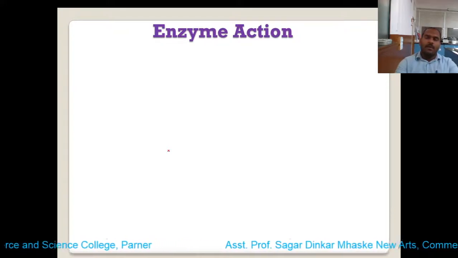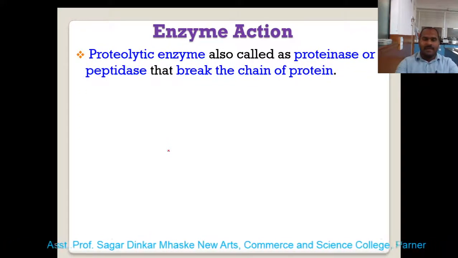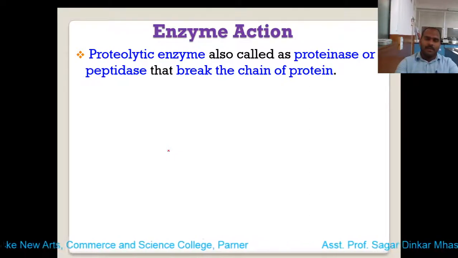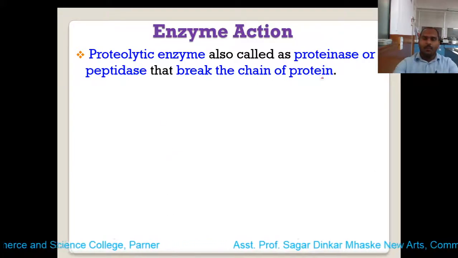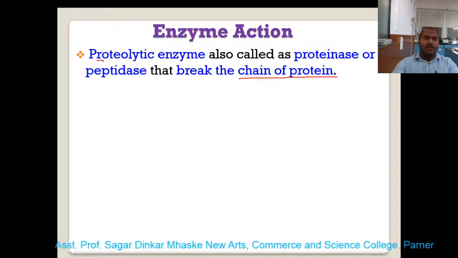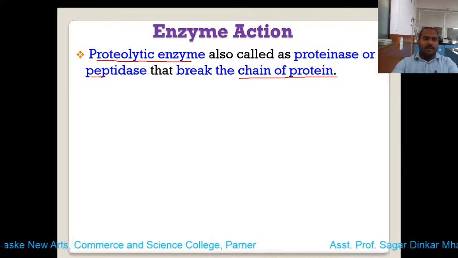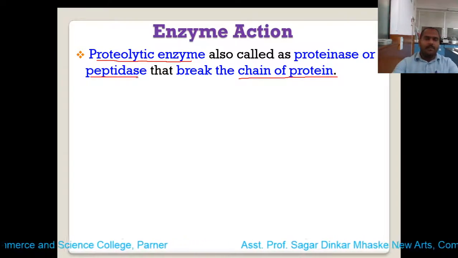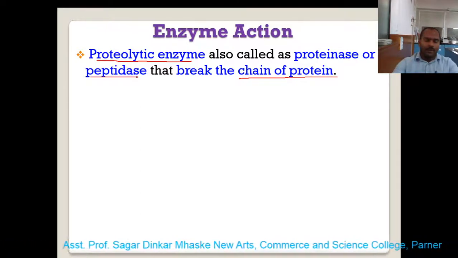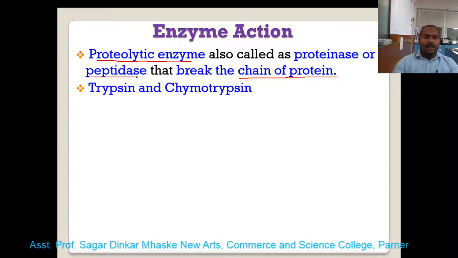Now another important topic is the enzymatic action on the protein. We are considering the proteolytic enzymes, also called proteinase or peptidase. These are the enzymes which break the chain of the protein. So here we are considering the breakdown of the chain of the protein, and the enzyme is called a proteolytic enzyme. Most of the time it is abbreviated or known as a peptidase. So we are considering the enzyme action on the protein. So let's consider the proteolytic enzymes, trypsin and chymotrypsin.